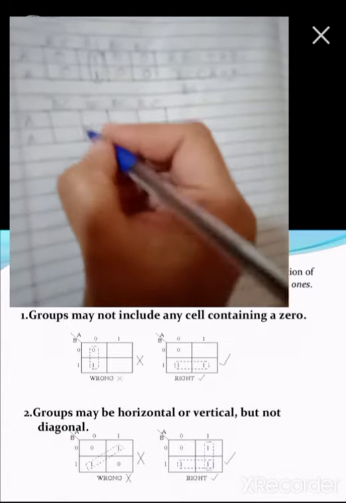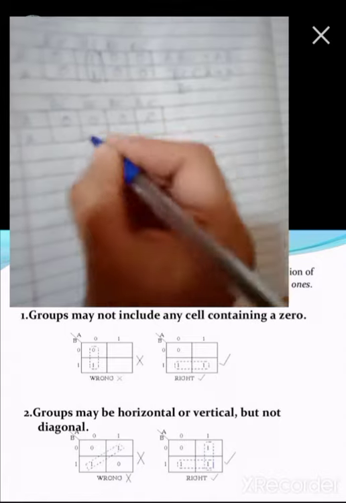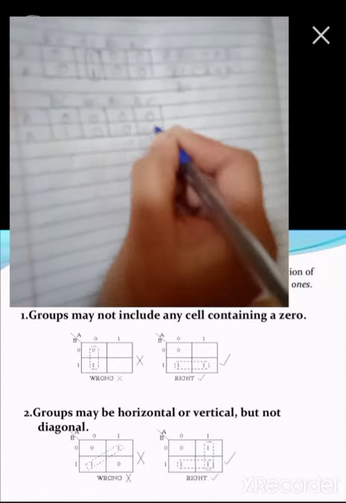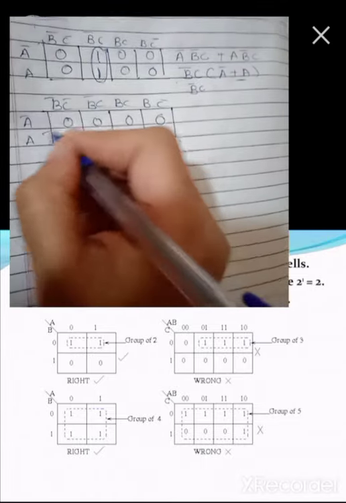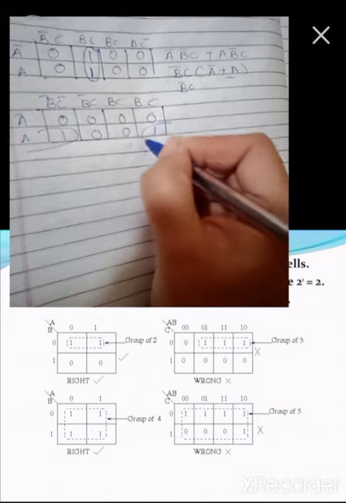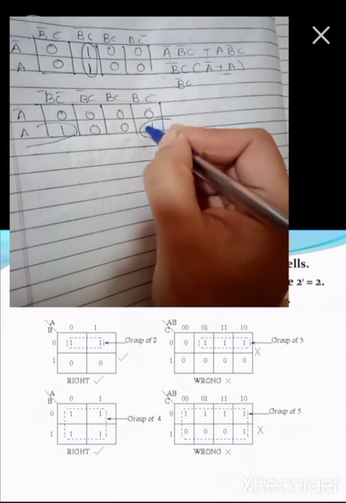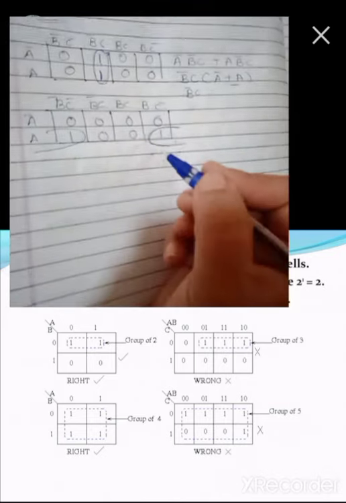And the plotting is given like this. So now corner pairs are available. You can plot or make a group of these corner ones. So such type of pairs are also allowed in K-map. This is called a corner pair. So you can group the corner ones like this.